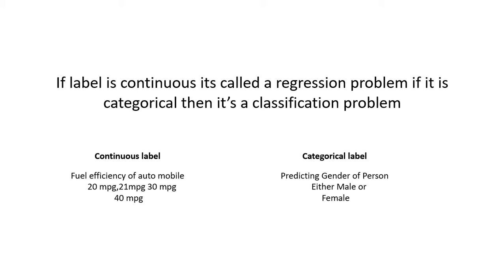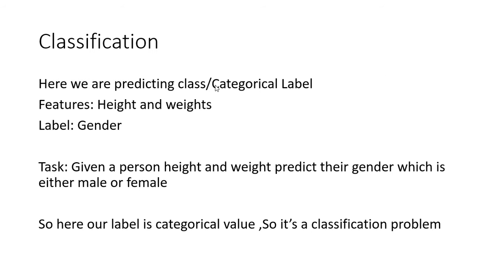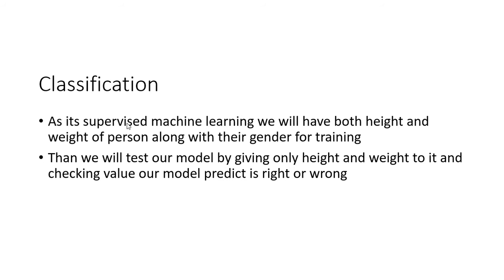Now let's look at the classification problem in detail. As previously discussed, in a classification problem we are predicting classes or a categorical label. For our example, we have the height and weight of a person and we are predicting the gender of the person. So our task is, given a person's height and weight, predict the gender of the person, which is either male or female. Here our label is categorical, so it's a classification problem. As it's supervised machine learning, we will have both height and weight of the person along with their gender for training. Then we will test our model by only giving height and weight to it and checking whether our model predicts the gender right or wrong. So that's a classification problem and it's a supervised machine learning problem.